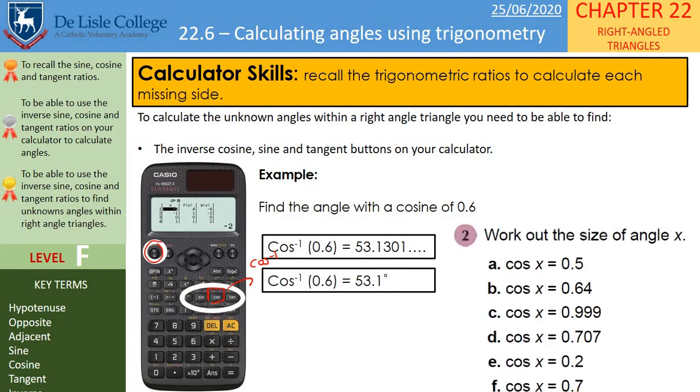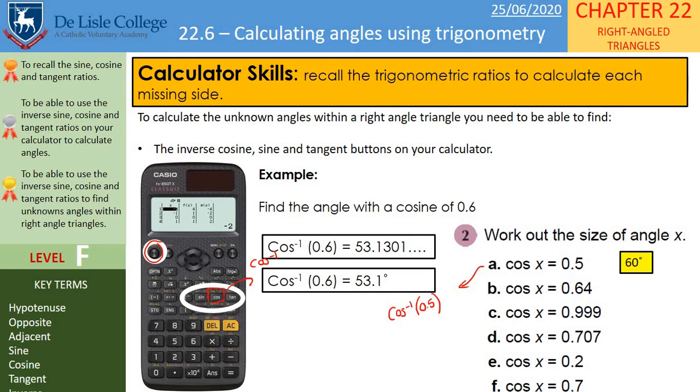Please now have a go at the rest of these questions. Just a little reminder here: with this one, you should be doing the inverse of cosine, which is cosine -1, and then in your brackets 0.5. Please pause the video as you work through these questions.